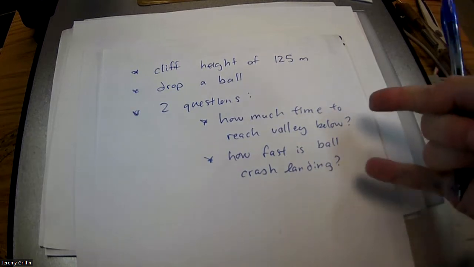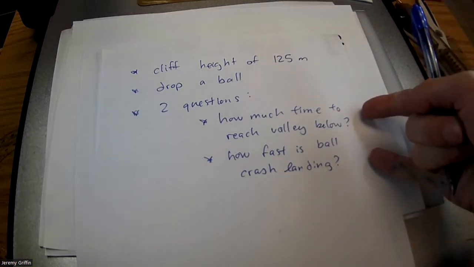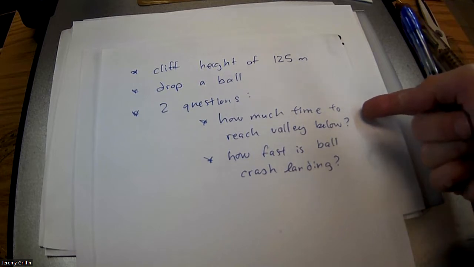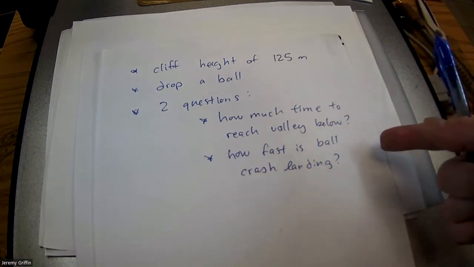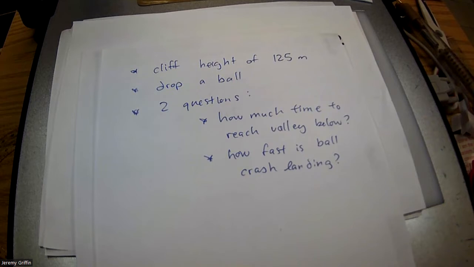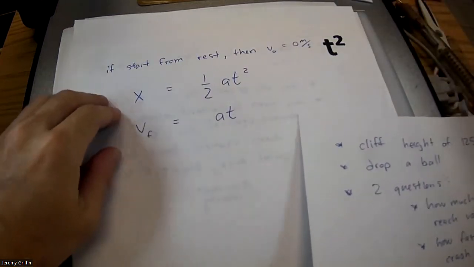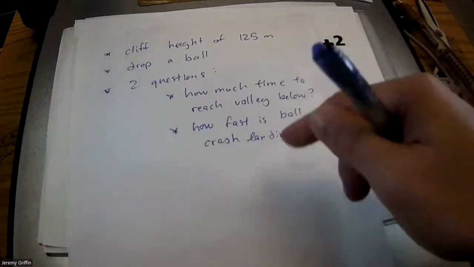All right. Did they solve either of these questions? Yeah, let's check. I got 5 seconds to reach it. 5 seconds? And how fast? Based on 5 seconds, I'm going to say 50 meters a second. 50 meters per second. Boom and boom. All right. And see, we can just use these simplified versions.